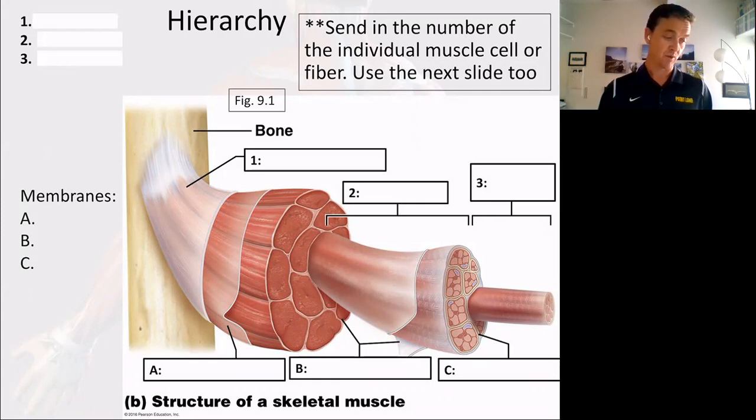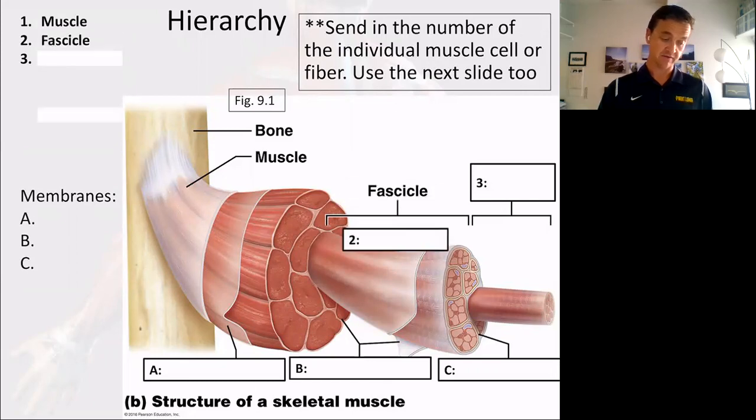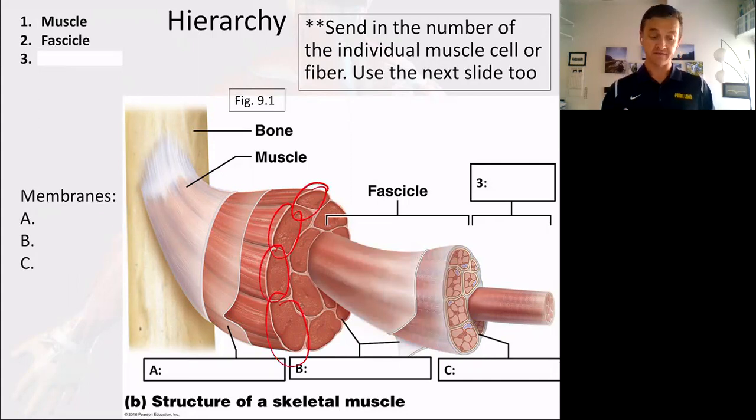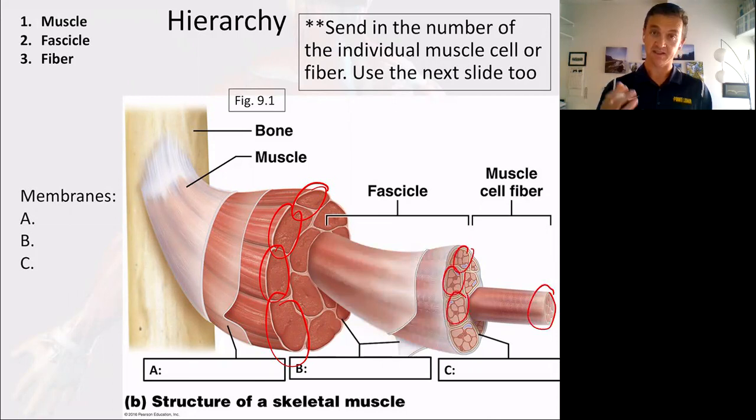All right, so let's start with 1. 1 is our large structure, which would be the muscle itself. That muscle is made up of a bunch of fascicles. We can see this is a fascicle, that's a fascicle, that's a fascicle. And then each fascicle is made up of a bunch of muscle cells or muscle fibers. So there's a muscle fiber, there's one, there's one.